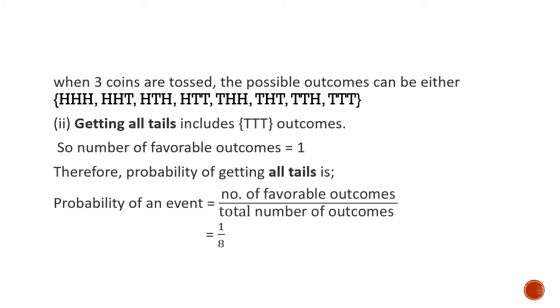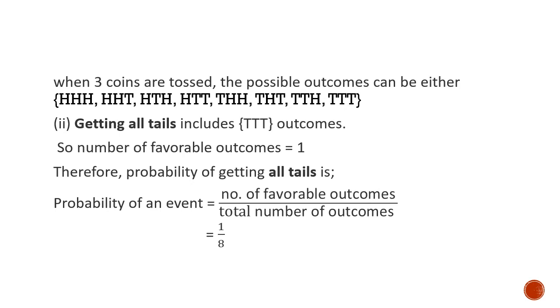Let's see this next one. When 3 coins are tossed, the possible outcomes can be either of these. These are the sample space. Now let's see the second probability, getting all tails. We have to find out only tails.